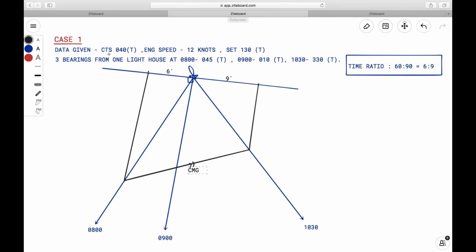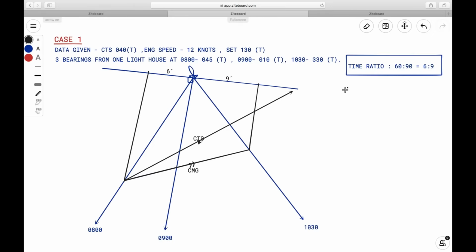So that we will be doing. Let us see. This is the CTS 040. So you draw your CTS from this position. From the initial position, draw a 040 CTS. Suppose this is your CTS. Only one arrow for that. And as we know, the duration of the CMG is 0800 to 1030, that is 2.5 hours. So you need to apply the engine speed for the similar time.